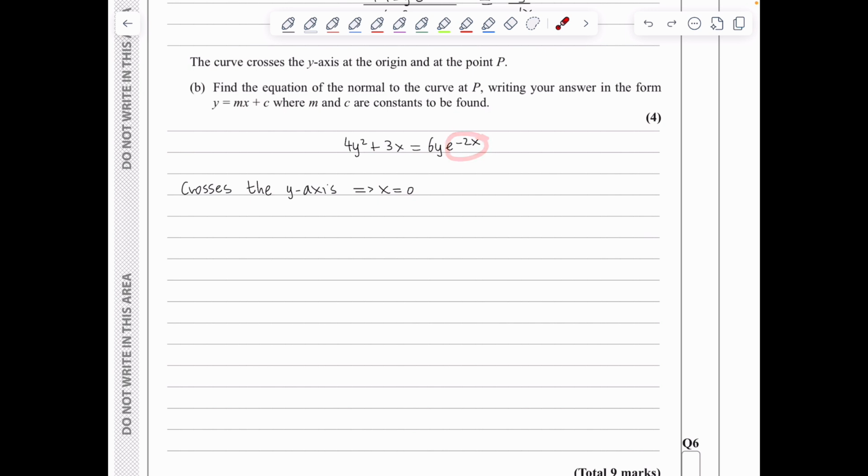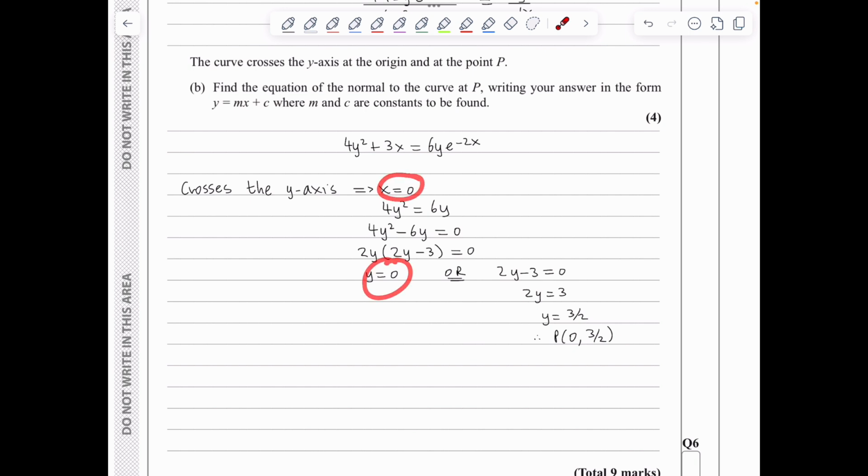which is 1. So this leads to 4y squared being equal to 6y, and therefore 4y squared minus 6y is 0. I will factor out the 2y, so 2y brackets 2y minus 3 is 0, leading to y being 0, or the 2y minus 3 being equal to 0. So we've got 2y is equal to 3, which means that y is 3 over 2. And therefore we conclude that the point P has coordinates 0, 3 over 2. With the other solution of y being 0, this is simply the origin.